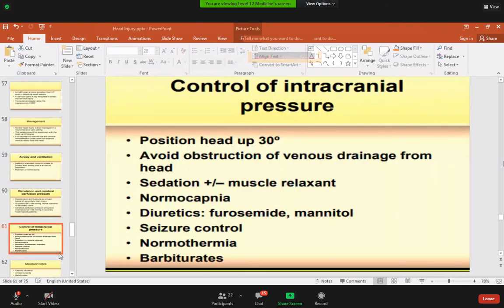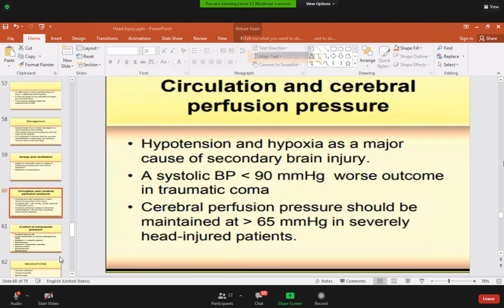Okay. Now what you have to watch for in these patients is hypotension. If there is hypotension, too low a systolic blood pressure, the outcome is worse, because the body is unable to maintain the cerebral perfusion pressure inside the brain. So it is important for you to understand that CPP should be maintained at a specific level. Hypotension and hypoxia are a major cause of secondary brain injury. The initial brain injury was after trauma, but the secondary insult is because of the hypotension and hypoxia. A systolic blood pressure of less than 90 has a worse outcome in traumatic coma.